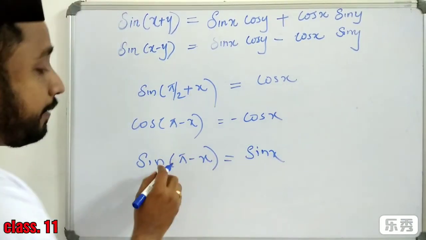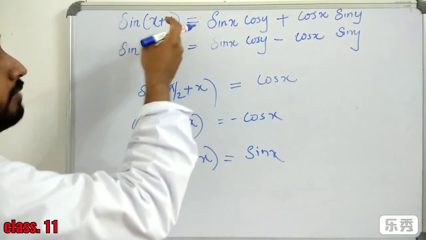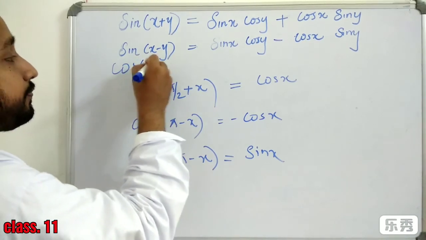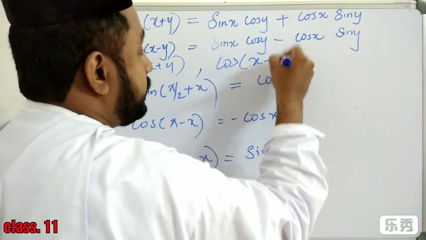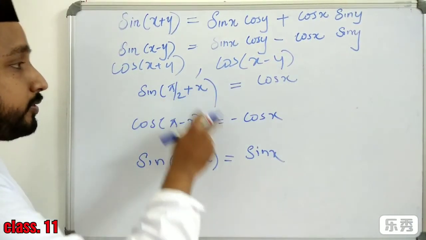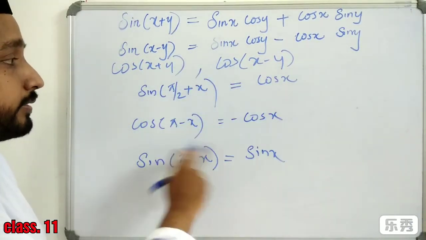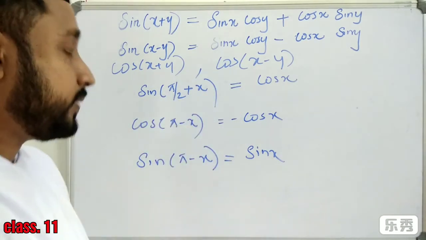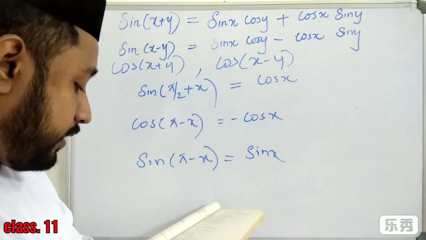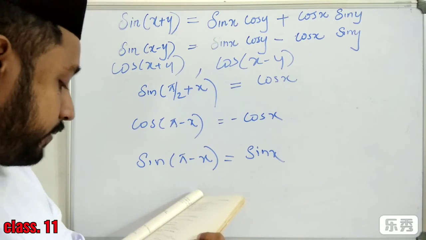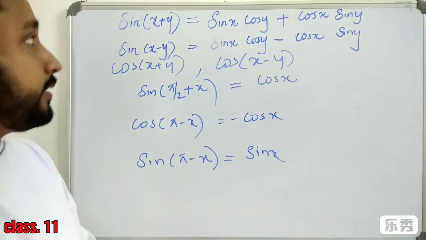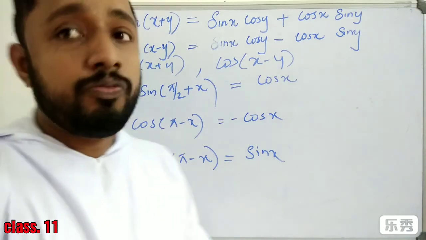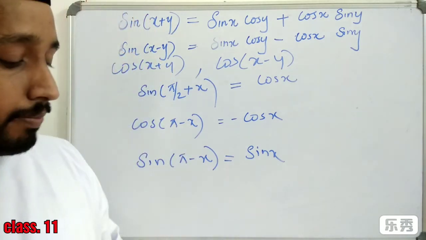Using π and x in place of x and y in cos(x+y), cos(x−y), and putting π/2, we get these results. You have to check: sin(π/2 + x) is equal to cos x, cos(π − x) is equal to −cos x, and sin(π − x) is equal to sin x. These are some important results of trigonometric ratios of sum of angles.